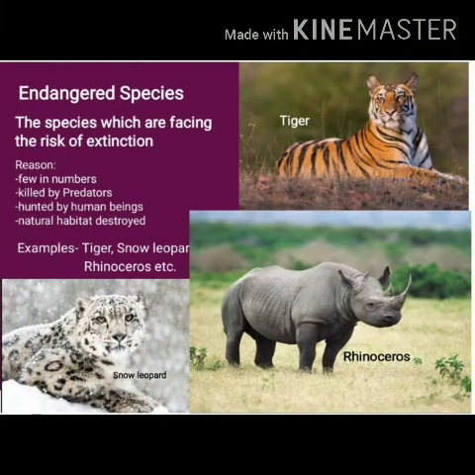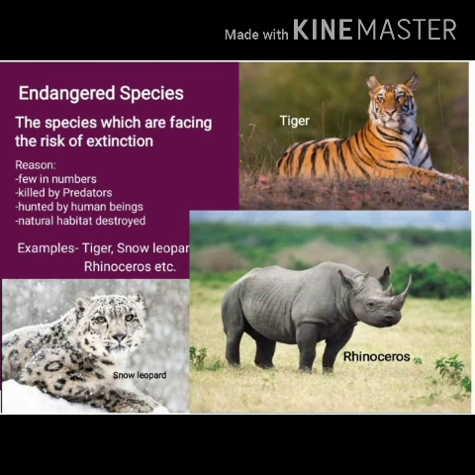Next is endangered species. Now, how are you going to define that? The species which are facing the risk of extinction is called endangered species. Students, suppose the number of members of any species is less, or they are being killed by predators or being hunted by human beings, or if their natural habitat is being destroyed by deforestation. So such species can easily become extinct. So before that, we call them endangered species. They are present but little less in amount. For example, tiger, snow leopard, Indian rhinoceros, etc.